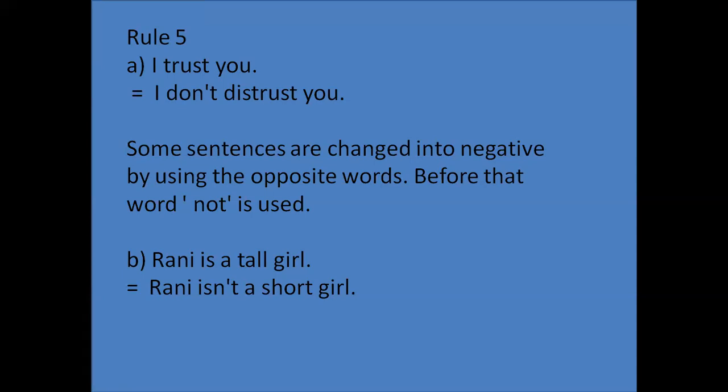Rani is a tall girl. Rani is not a short girl. So we use the opposite word before the word not is used. This is the rule. Mr. Sharma is a rich man. What is the answer of this? Mr. Sharma is not a poor man. You can write the sentence. Question is, Mr. Sharma is a rich man. Answer is, Mr. Sharma is not a poor man.